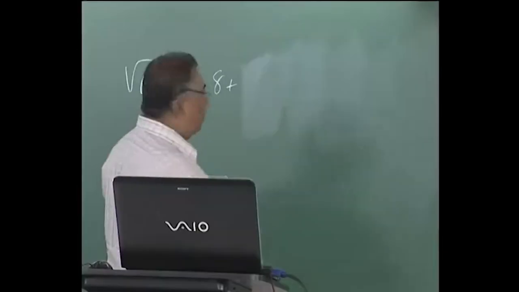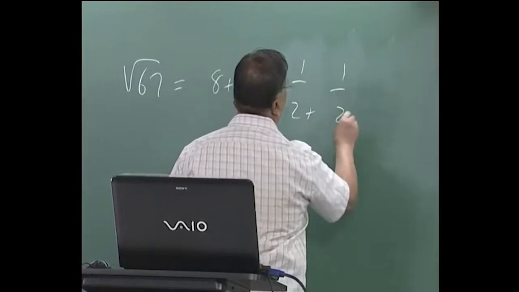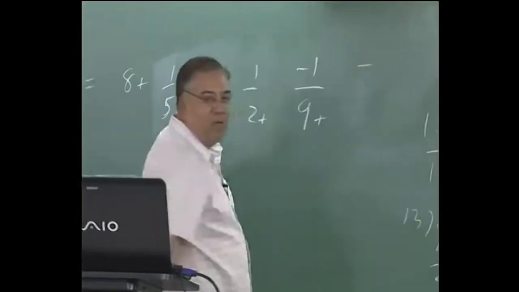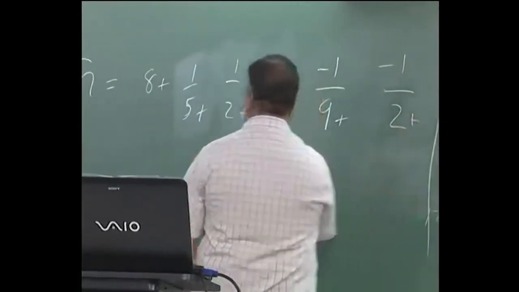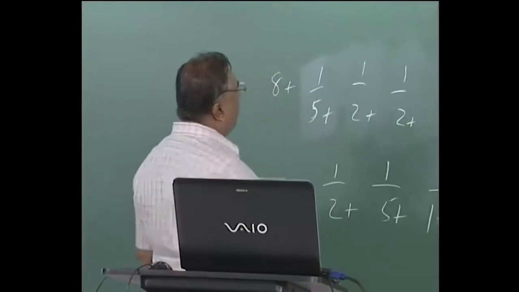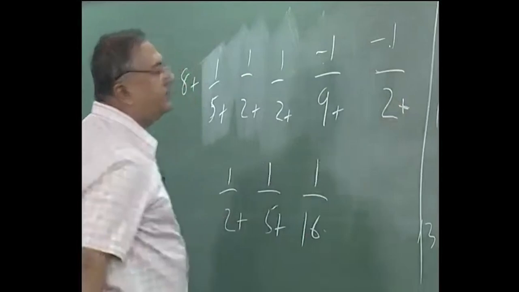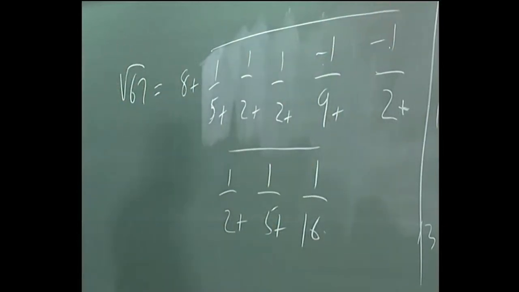So, 8 plus 1 over 5 plus 1 over 2 plus 1 over 2 plus minus 1 over 9 minus 1 over 2 plus, I will continue writing it here, 1 by 2, 1 by 5, 1 by 16. So, this is the semi-regular continued fraction expansion. Notice that there are two minus ones appearing here. And of course, the whole thing is periodic. That will keep repeating itself.